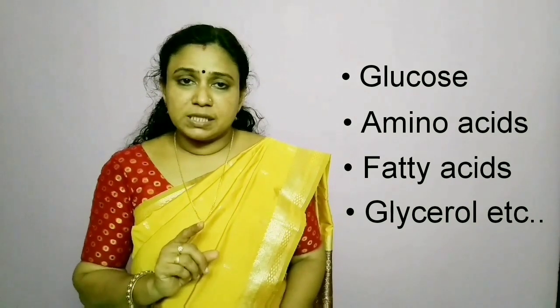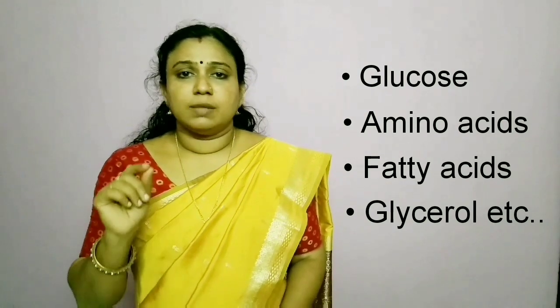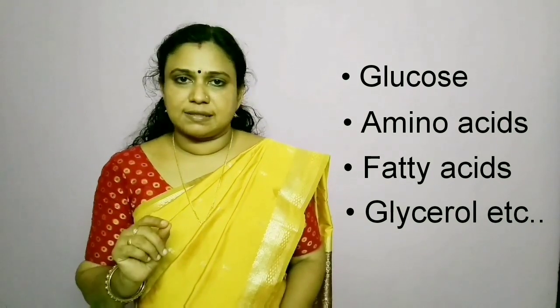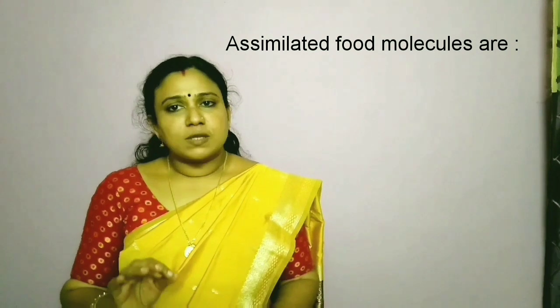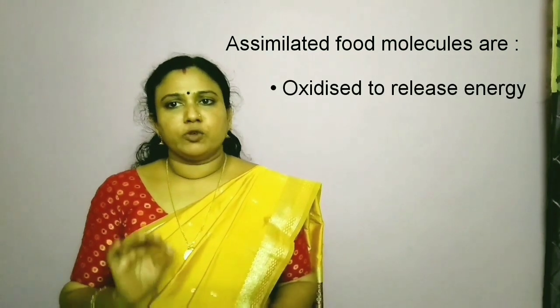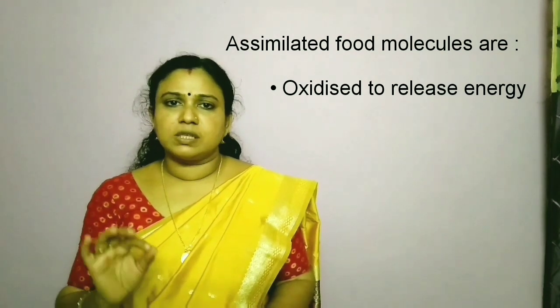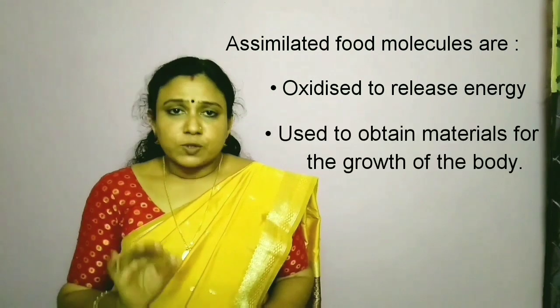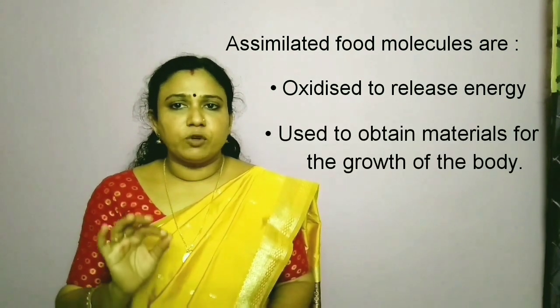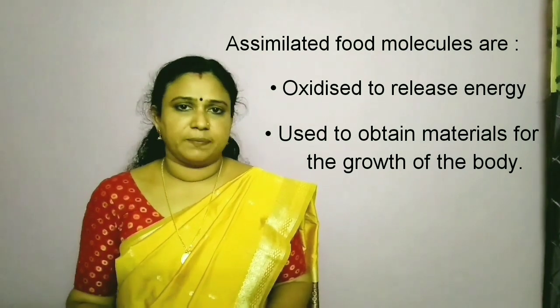Along with the blood capillary system, these assimilated food molecules reach the body tissues and cells. Inside the cells, the assimilated food is used for two purposes. It is oxidized to get energy for doing so many various activities. For example, glucose is used to obtain energy, and it is used to get materials required for growth and repair of the body, that is proteins, amino acids, etc.